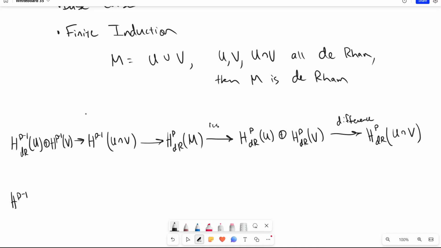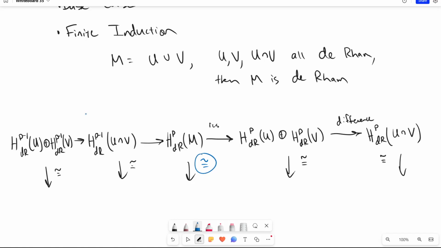I should put dR's over here. You'll get the same sequence, but getting rid of the dR and adding coefficients in R in singular cohomology. And then you'll get these maps downwards, which are the I maps. And because U, V, and U intersect V are all de Rham, that'll mean that this is an isomorphism, this is an isomorphism, this is an isomorphism. So by the 5 lemma, that implies that this is an isomorphism.